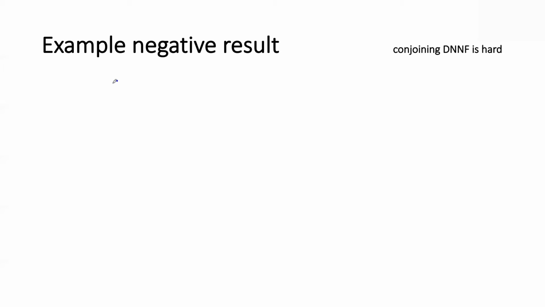If you give me a whole bunch of DNNFs, delta 1, delta 2, the claim is you cannot take these and generate a conjunction easily, or in polynomial time in their sizes. Remember, these are all DNNF. To get something that looks like this in DNNF, that's hard. And the idea of these negative results is, well, if you can do this, then you can do something that we know cannot be done. That's usually the structure of these proofs.